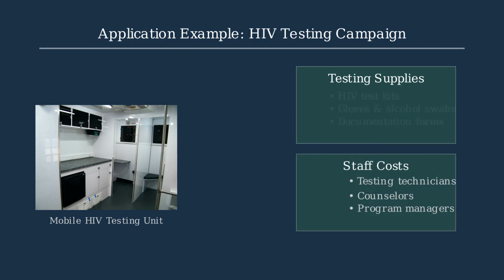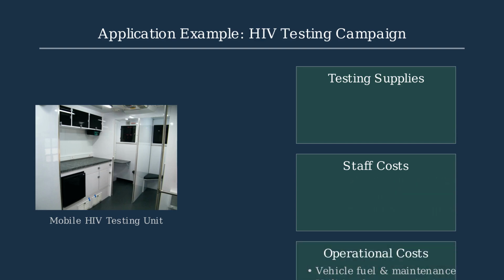Next, we must account for staff costs, which include testing technicians, counselors, and program managers. Finally, we need to include operational costs such as vehicle maintenance, utilities, communication, and required permits.